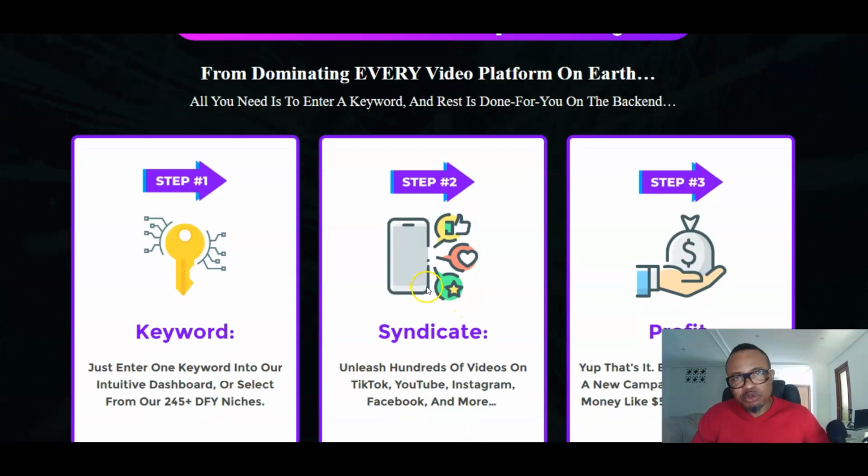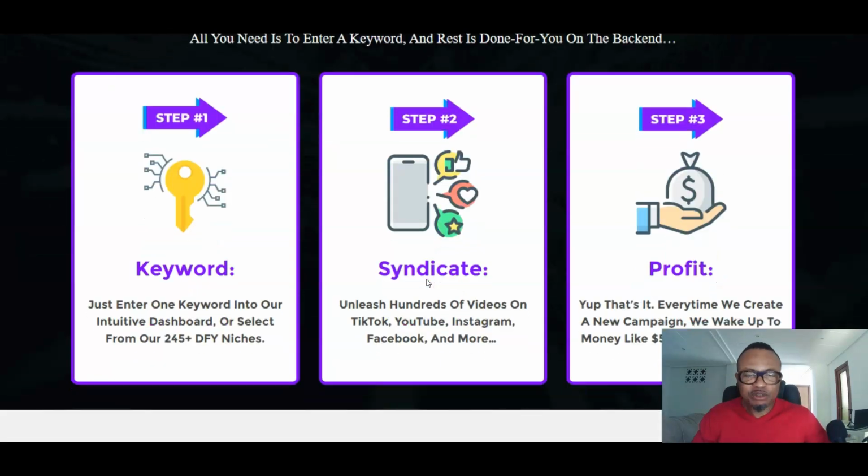The first step is to actually input a keyword. It could be generate a video on Asian food, something like that, and then you find out that this product is going to, in step 2, unleash hundreds of videos on TikTok, YouTube, Instagram, Facebook, and more.